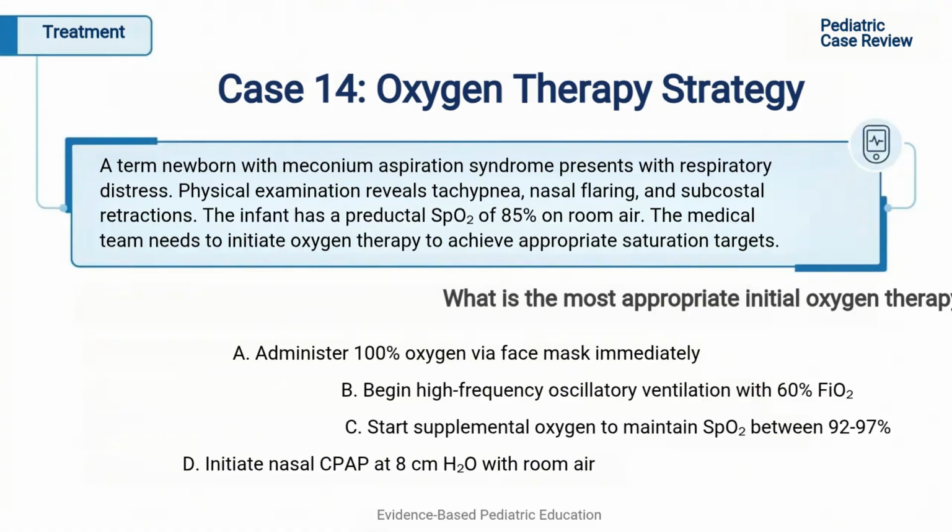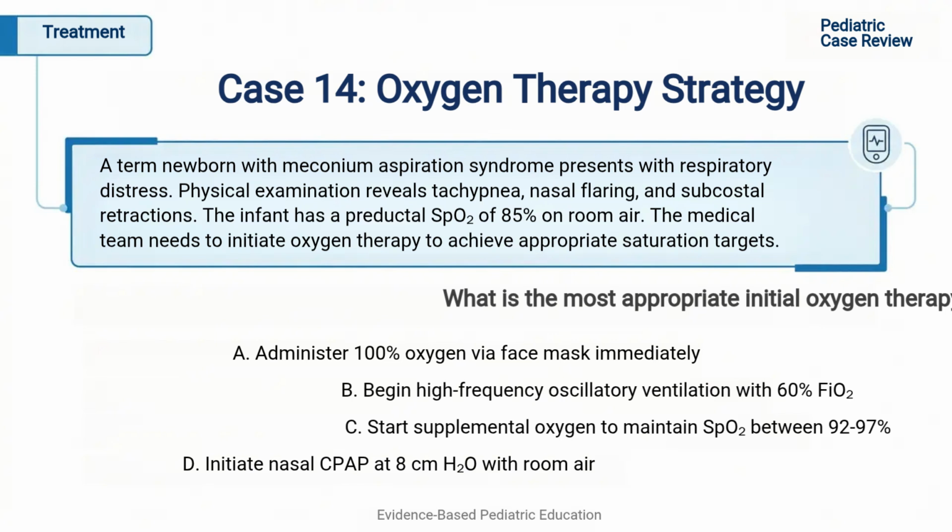Case 14. Oxygen therapy strategy. A term newborn with Meconium Aspiration Syndrome presents with respiratory distress. Physical examination reveals tachypnea, nasal flaring, and subcostal retractions. The infant has a preductal oxygen saturation of 85% on room air. The medical team needs to initiate oxygen therapy to achieve appropriate saturation targets.